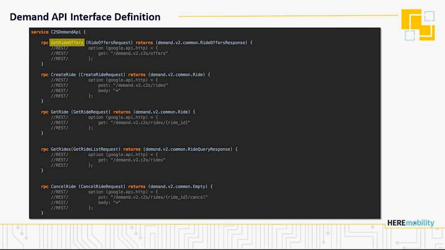I want to point your attention to another thing, that there's this get line just below it. It says get/demand.v2.c2s/offers. That would be the URL you would access for the RESTful API. So the verb would be get, and this is the address you would send your parameters to.